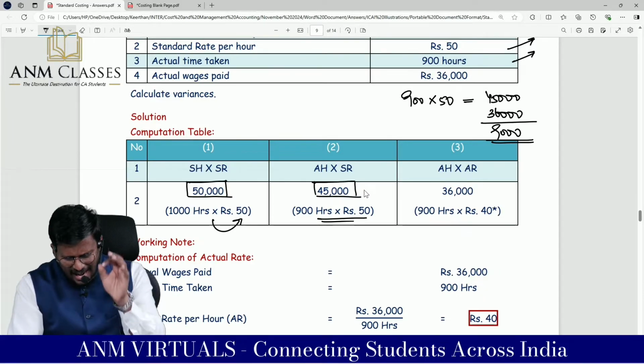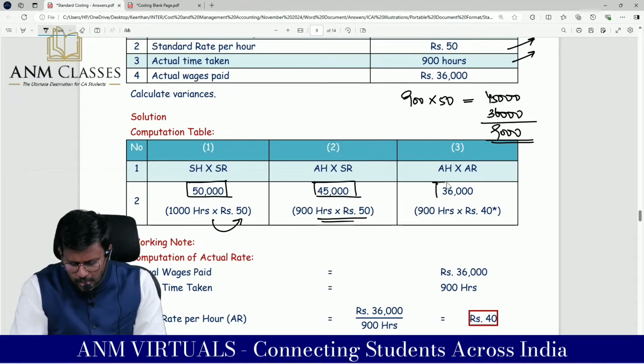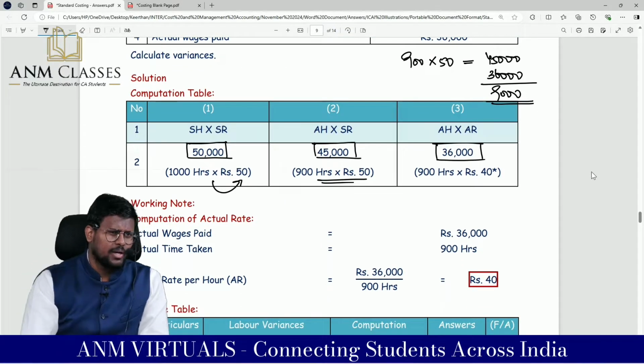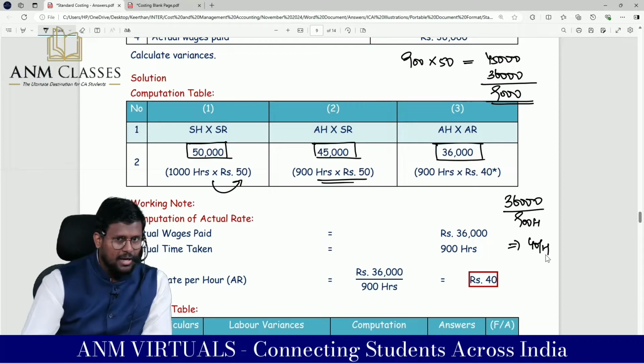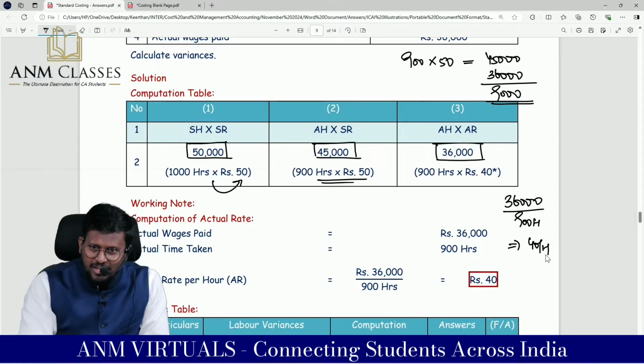And what is the actual hours into actual rate actually given? Actually, if you want, you can calculate the actual rate. Because you have totally paid 36,000 for how many hours? It comes to how much per hour? 40 per hour. So you negotiated for 50 rupees and finished at 40 rupees.